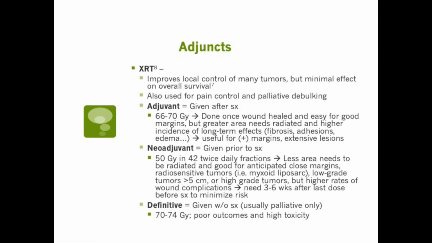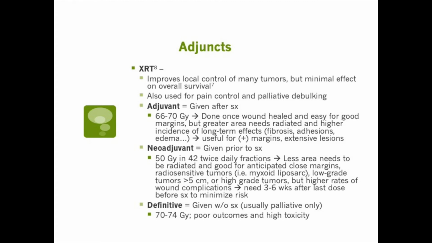So now we're through surgery, and we've got to talk about adjuncts, either to that surgery or to overall tumor management. So the first thing is radiation therapy. It improves local control of many tumors, but it's questionable what effect it has on overall survival or distant metastatic spread. It's also used for pain control and palliative debulking in unresectable tumors. It's given either in the adjuvant, meaning after surgery, or neoadjuvant phases before surgery.